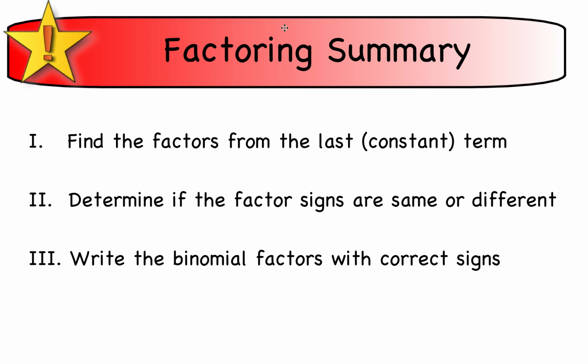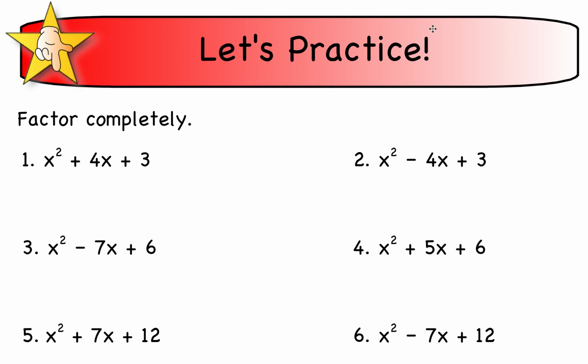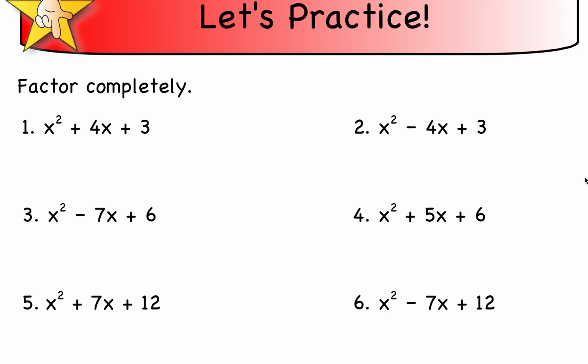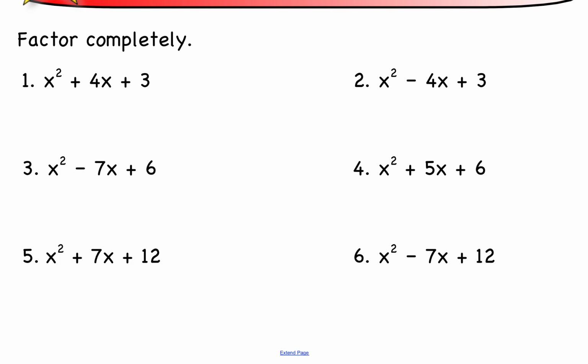So here's a summary of how to do factoring, and then we'll do some examples. We first want to find the factors by looking at our constant term. Then we're going to determine the signs of the factors, if they're same or different, and then we'll write the binomial factors with their correct signs. So at last, let's do some examples and practice a new skill. So here we go.